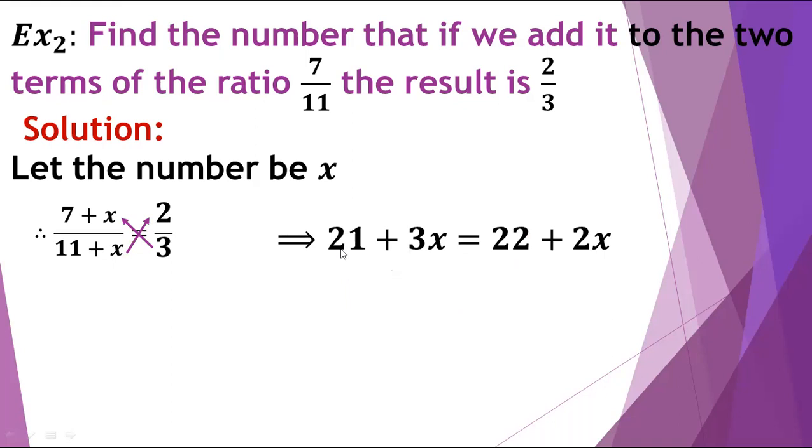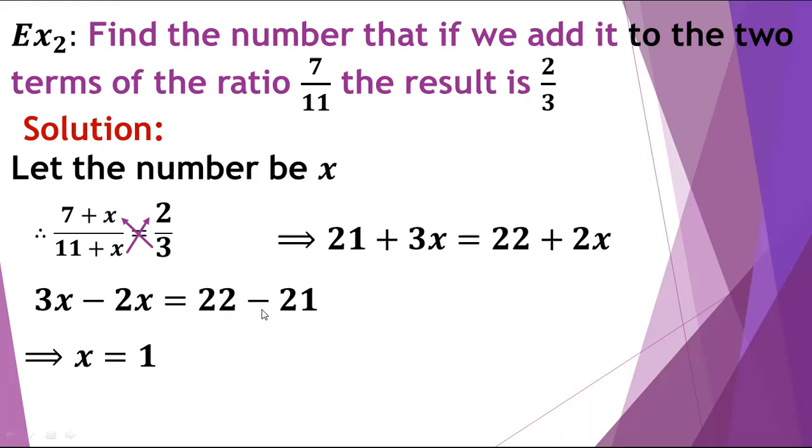Now we can move positive 21 to the other side with a different sign, and also we can move 2x to the other side with a different sign. It's going to be 3x minus 2x equals 22 minus 21. 3x minus 2x, like terms, we can subtract: 3x minus 2x equals x. And 22 minus 21 equals 1. So the number that, if we add it to each of the two terms of the ratio 7 over 11, gives the result 2 over 3 is 1. This number is 1.